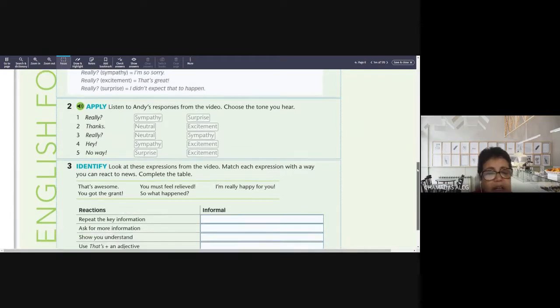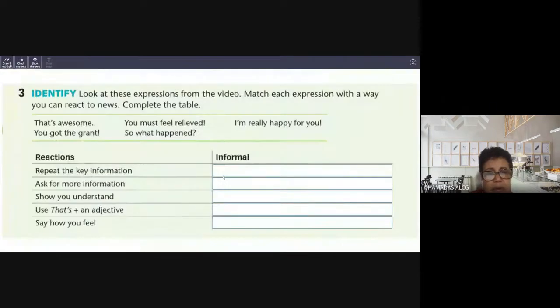So here in number 3, we should look at some expressions from the video. Match each expression with a way you can react to news. Then complete the table, of course, right? So here we have some expressions, okay? Like, that's awesome. You got the grant. You must feel relieved. So what happened? I'm really happy for you.